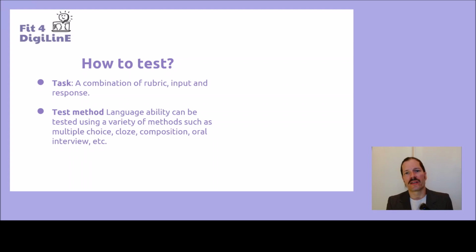Which tasks and test methods or formats are suited to test the what? A task is, for example, a reading text with several multiple choice items, all of which can be responded to by referring to a single rubric or instructions. And then you need a test method. Test methods have been observed to interact with ability in the measurement of performance. And language ability can be tested using a variety of methods, such as multiple choice, etc.